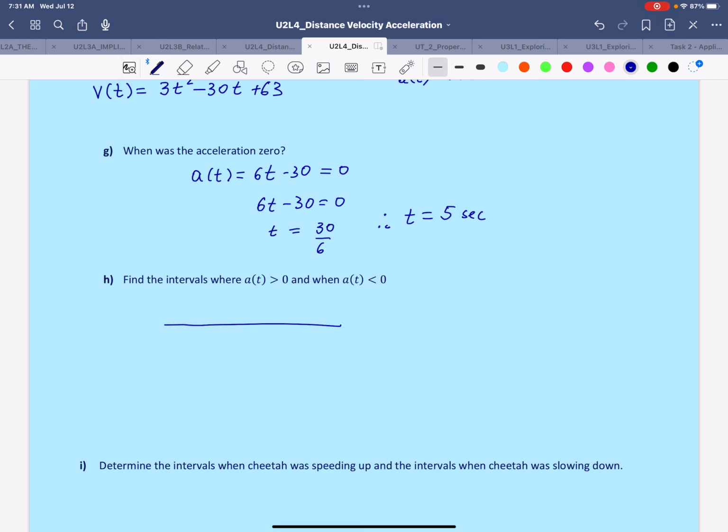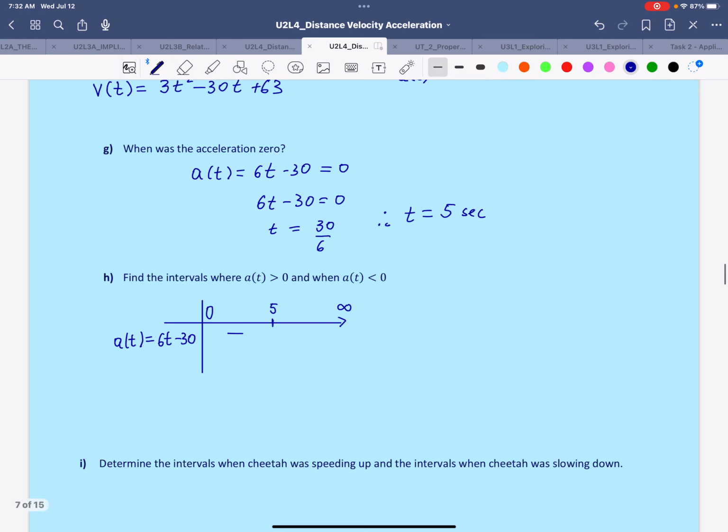Now we have to find the intervals when acceleration is positive and when it is negative. For this, we build a very simple chart. Actually, we don't really need a complicated chart because acceleration is just a linear function here, very easy to analyze. Remember, time will start at 0 and we have a key value of 5 here. We can go to infinity, and I'll place infinity here because we haven't been given any restrictions. This is a linear function that goes up because the slope is positive, which means that once it passes 0, it goes from negative to positive here.